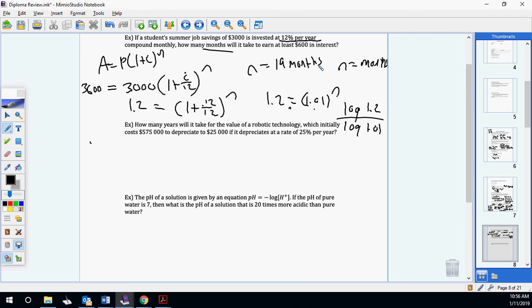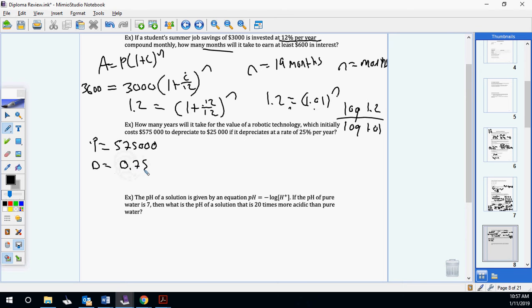Okay, how many years will it take for the value of a robotic technology which initially costs $575,000 to depreciate to $25,000 if it depreciates 25% per year? So first off, initially that's my principal, or my P, is 575,000. My growth rate, my decay rate technically, whatever you want to call it, is what do you write? 25% decay. What's that? 0.75. Good. Okay, so you got 0.75.